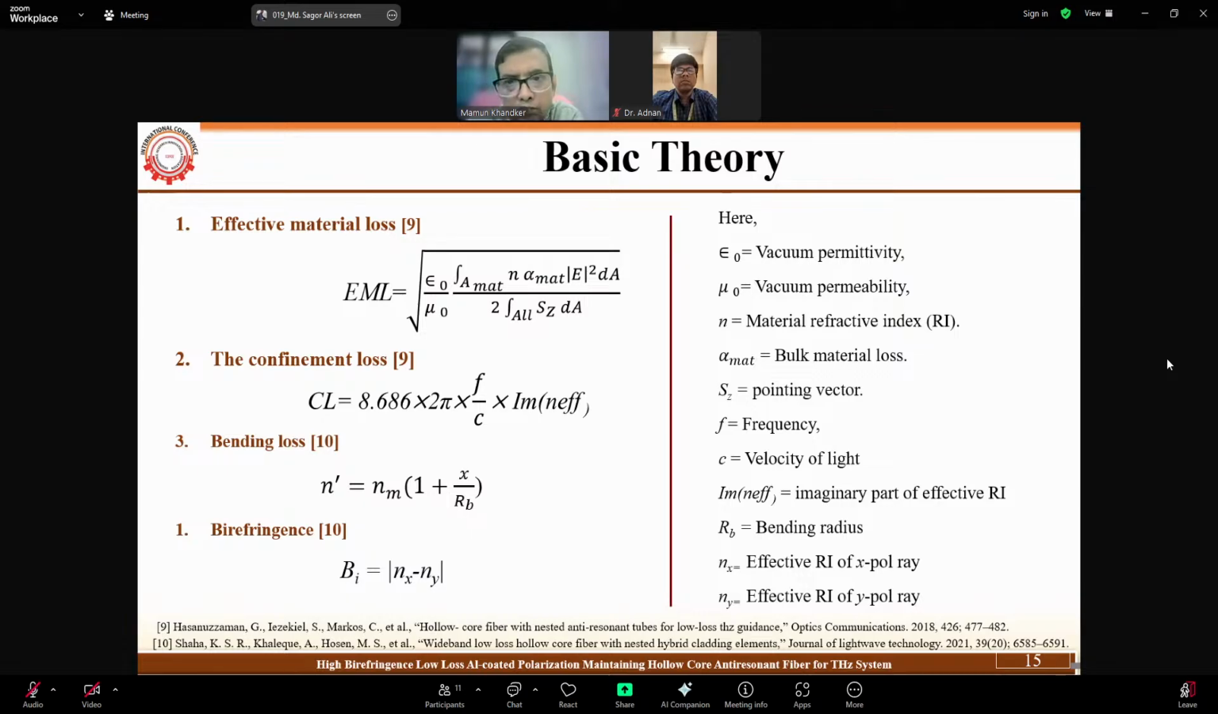This is the basic theory. Various formulas are used, which are given below.